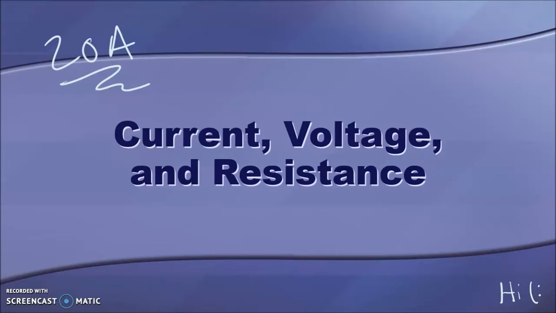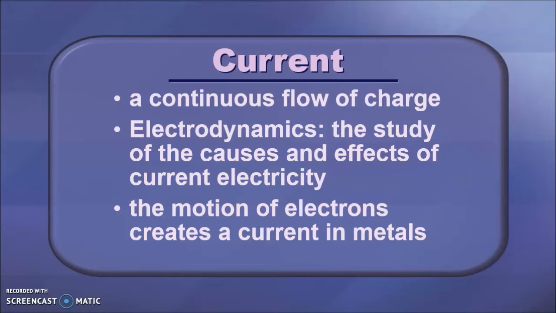We're starting a new chapter, chapter 20. We're going to talk a lot about electricity, electrodynamics in this chapter. There's a lot to cover in this one, so bear with me. We're going to try to get through this as efficiently as possible. Today we're going to talk about current, voltage, and resistance in regards to electrodynamics. Cool? Section 20A, let's go ahead and do it.